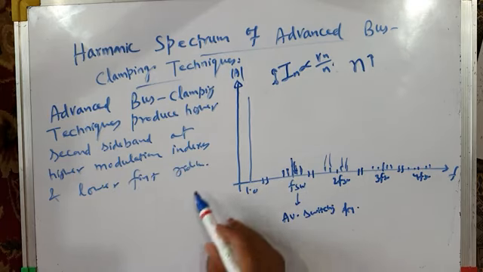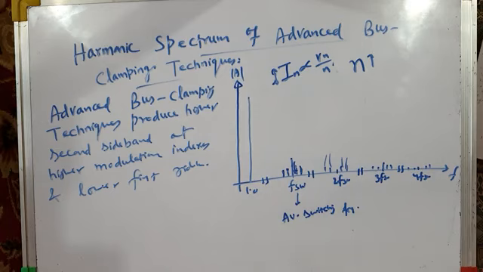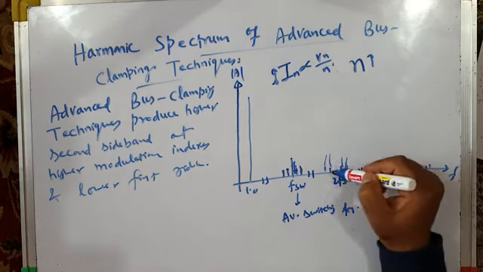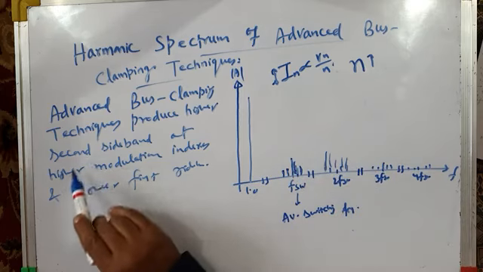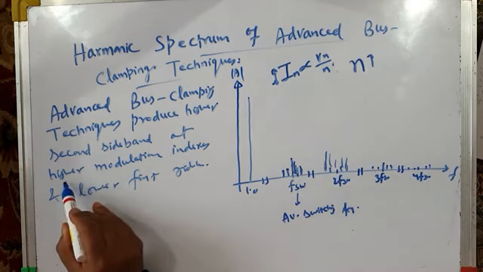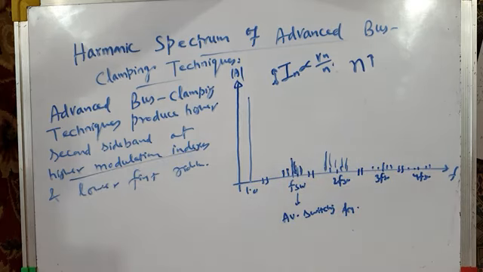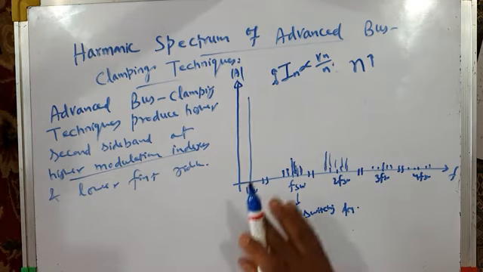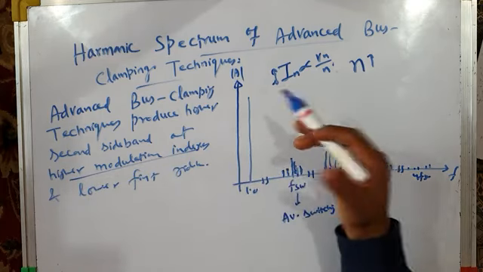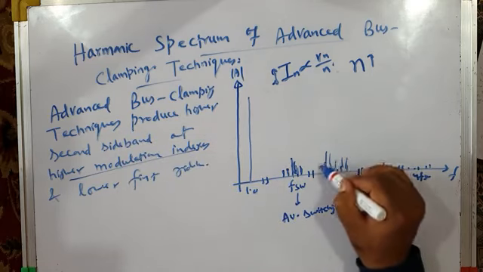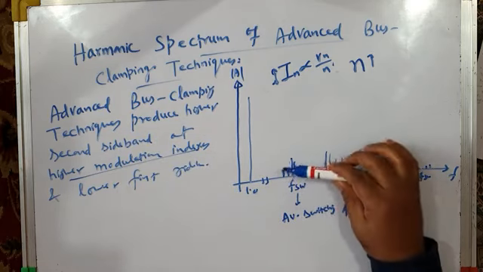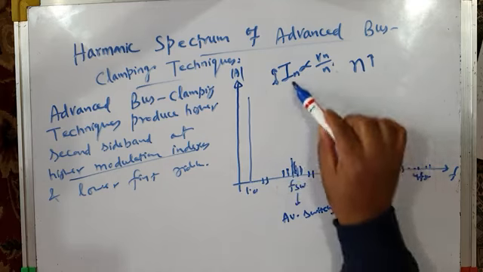I mean, if you now consider that the bus clamping technique also results in an increase in the second sideband and a decrease in the first sideband, but not at low modulation index, at higher modulation index. So if you operate your inverter at high modulation index and you use advanced bus clamping techniques, it increases the second sideband and decreases the first sideband.